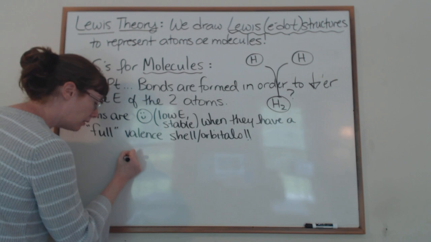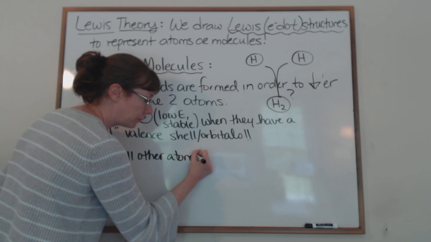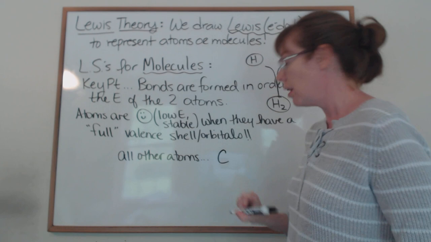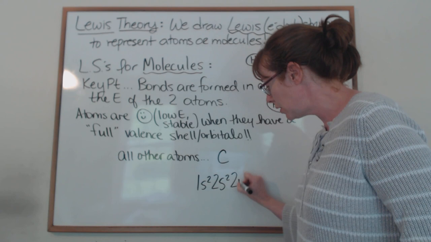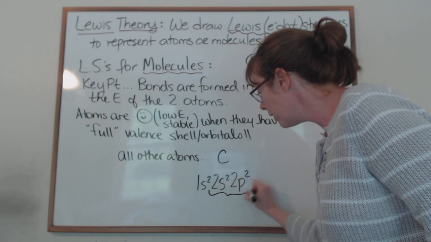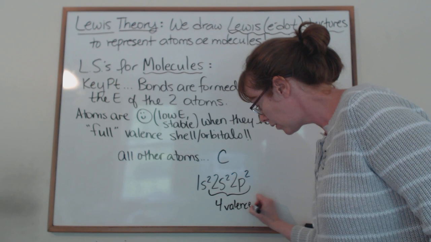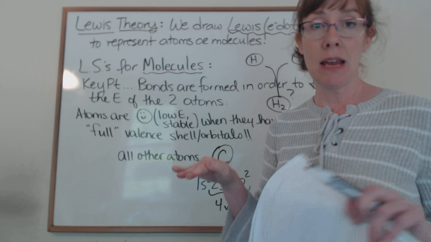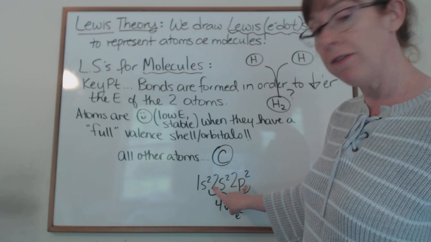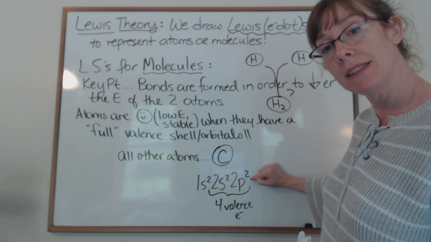on your periodic table. So something like, let's pick carbon. Carbon's electron configuration is 1s2, 2s2, 2p2. He has 6 total electrons, 4 of which are valence. When the carbon atom is alone, he is not stable. He is not full in his valence shell. He has only 4. What would make him full? He would need to have a 2p6 right here, giving him a total of 8 valence electrons.